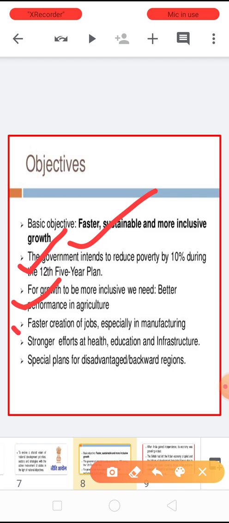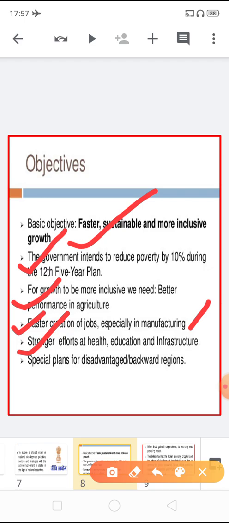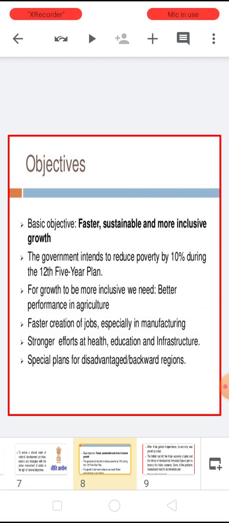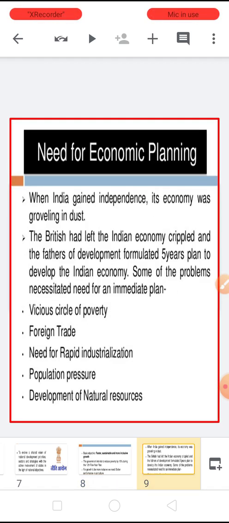Next, faster creation of jobs, so that we can give more and more employment opportunities to the youth, especially in the manufacturing industry. Then, stronger efforts in health, education, and infrastructure. We are focused on developing our infrastructure, towards health and towards social and economic infrastructure. And the last one is special plans for the disadvantaged and backward regions. So these are the primary, basic objectives of the Niti Aayog.